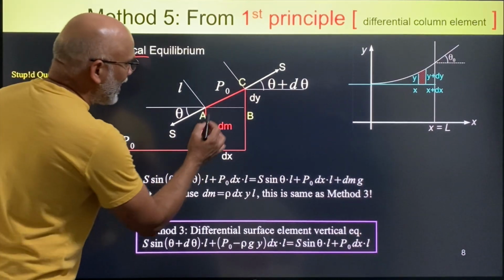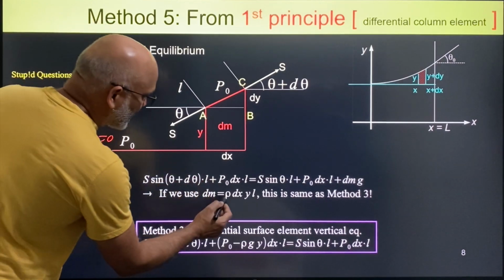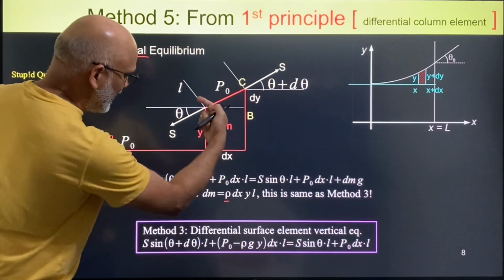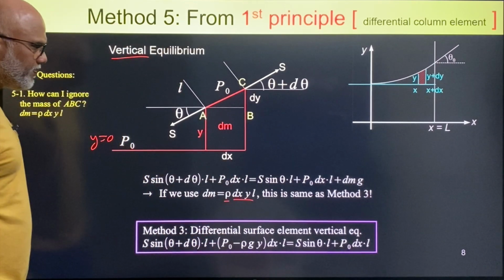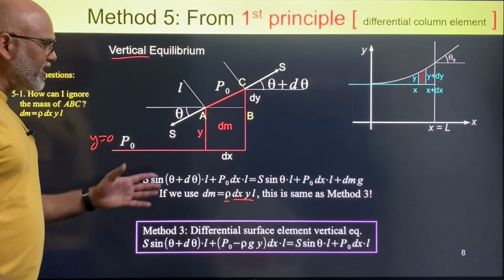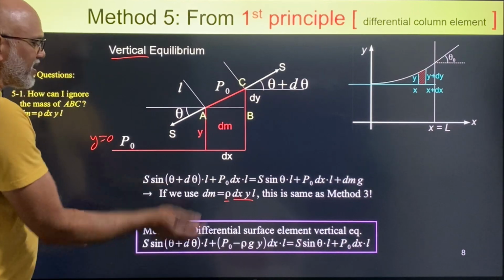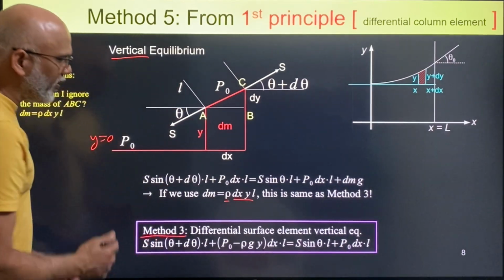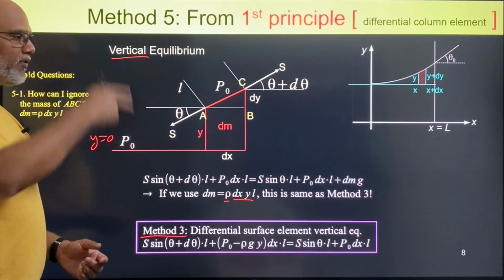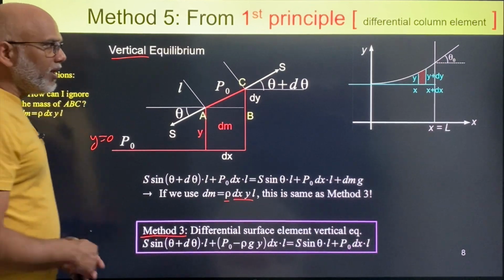And then the mass of this element will be given as density times the volume. Volume is dx times y and L. So this is the volume. And once you do this, you will see that the force balance is exactly the same as the earlier method 3, where we were considering just a surface element and balancing the force in the vertical direction. So of course we are going to get the same answer.